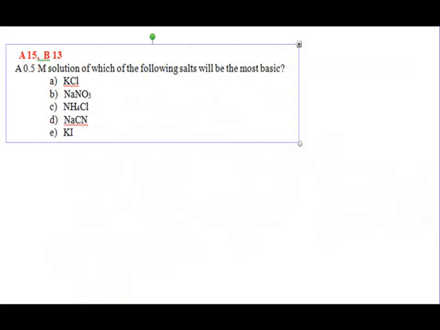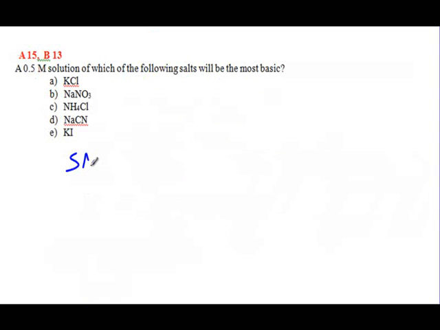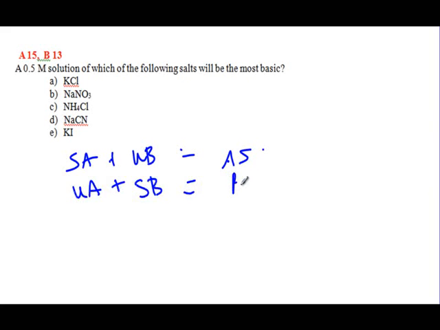Alright, so we're getting close to the end. In this problem, we have a 0.15 molar solution of the following salts, and we need to find which one is going to be basic. Remember, if we have a strong acid and a weak base, we're going to have an acidic salt, and if we have a weak acid and a strong base, we're going to have a basic salt. So we need to think about which acids or bases made these.